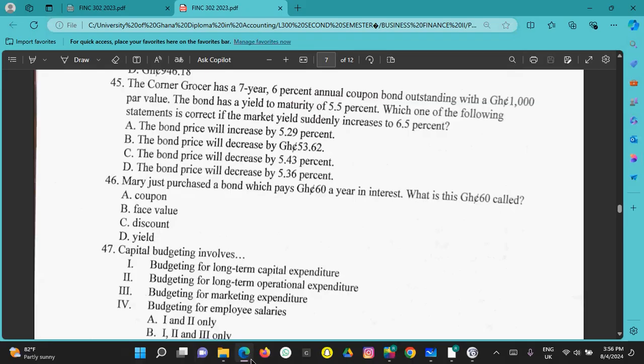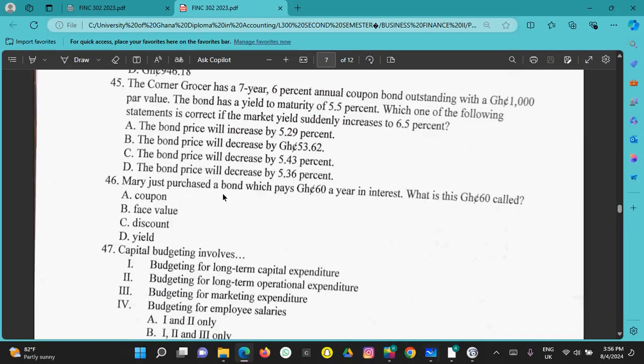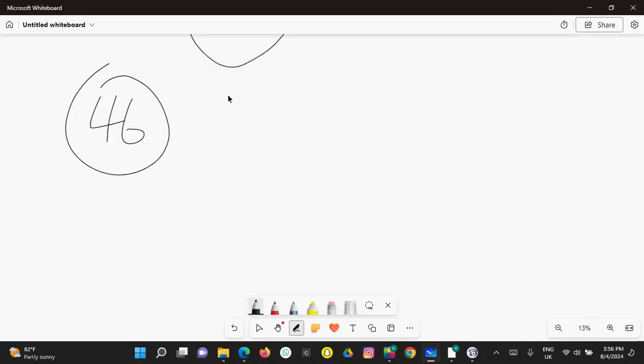Then 47. Mary just purchased a bond which pays 60 a year in interest. What is the 60 called? It's called coupon. So number 46 is A. Number 47.